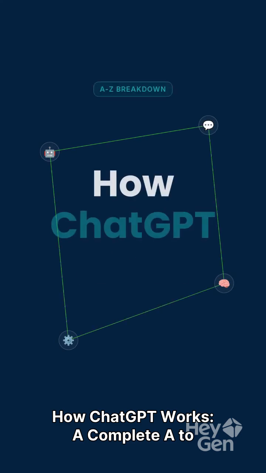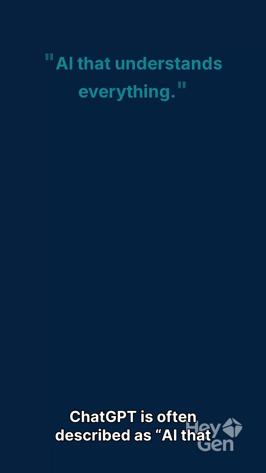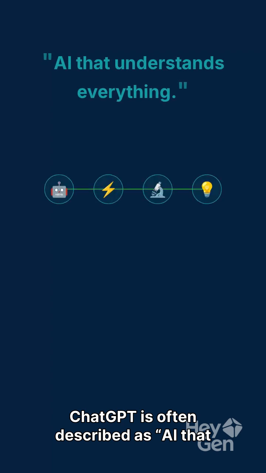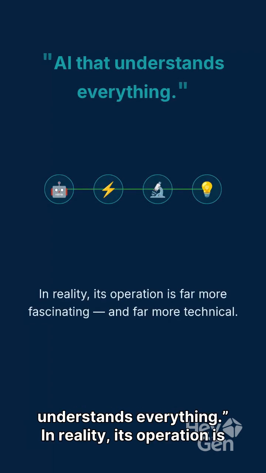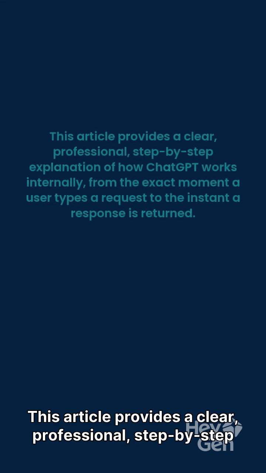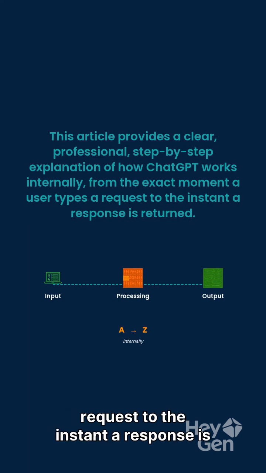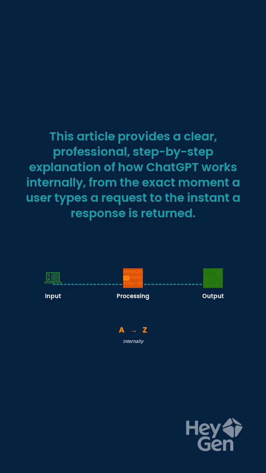How ChatGPT works, a complete A to Z professional breakdown. ChatGPT is often described as AI that understands everything. In reality, its operation is far more fascinating and far more technical. This article provides a clear, professional, step-by-step explanation of how ChatGPT works internally, from the exact moment a user types a request to the instant a response is returned.